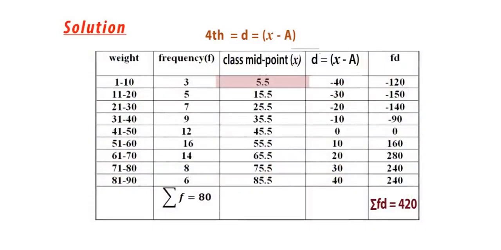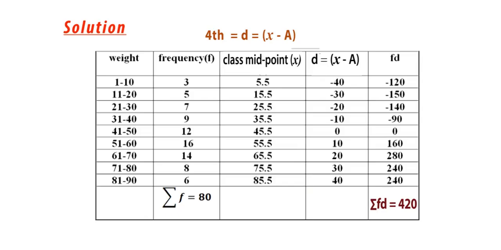Can you mention the midpoints for us? The midpoints are for the first group, 5.5. The second group, 15.5. The third group, 25.5. The fourth group, 35.5. Good. Then followed by 45.5. Then 55.5. 65.5. Then 75.5. Then 85.5. Good. So those are the class midpoints. These are the numbers we are going to use as our x when we move on.